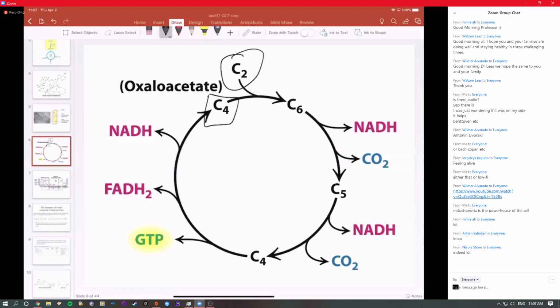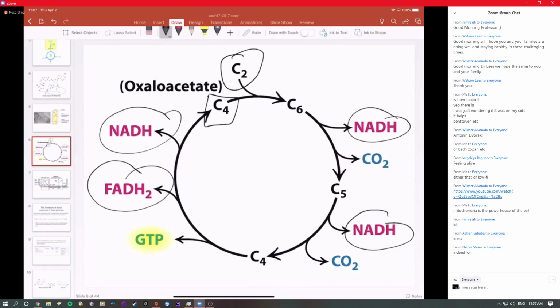What's important here to realize is that these NADHs and FADH2 ultimately will go on and produce ATP through oxidative phosphorylation, which we'll cover in chapter 18. You can see that in the next slide here.